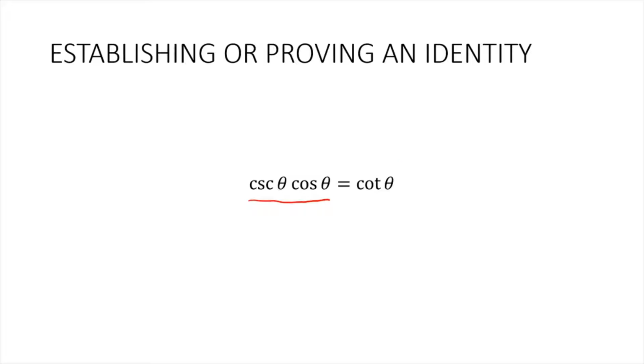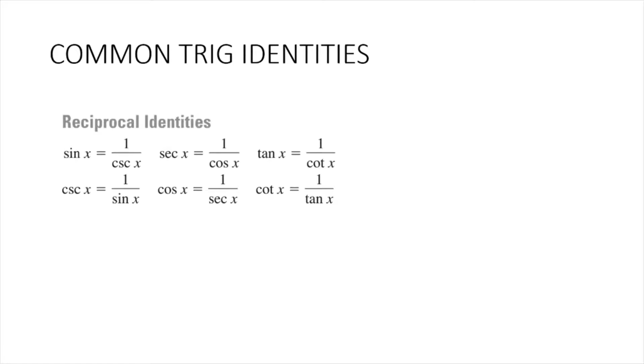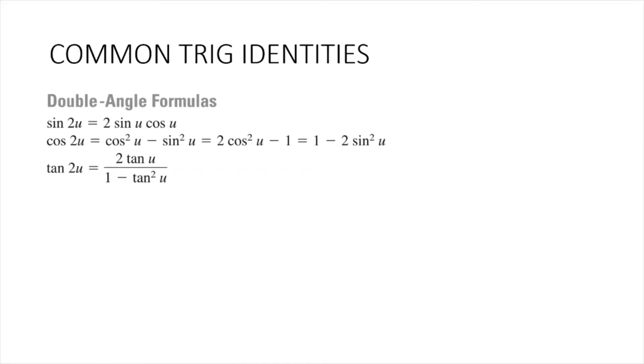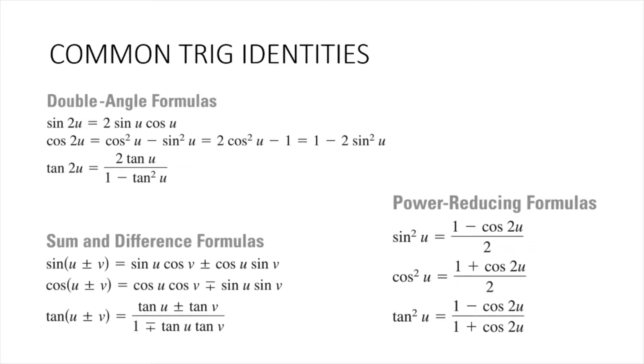Now, in order to do that, we need to apply some common trigonometric identities. So before you continue with the video, be sure to review some common trigonometric identities, such as the reciprocal identities, quotient, and Pythagorean identities. We also have double angle, power reducing, and sum and difference formulas, and so on and so forth.